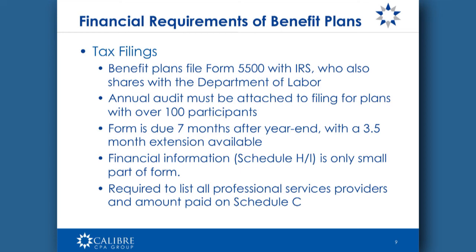You have to list all your service providers who were paid over $5,000, what they were paid for, how much they were paid, if there's a relationship between the plan and the provider. So a lot of information you're going to have to get from your service providers. You need their EIN number, their address. So again, not something that can necessarily be done at the last minute. So you need to make sure you plan that out properly.